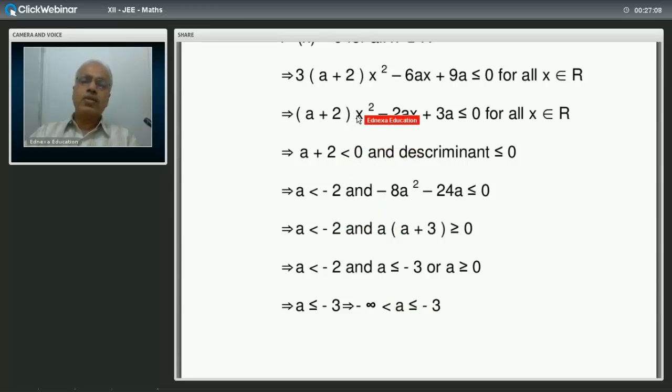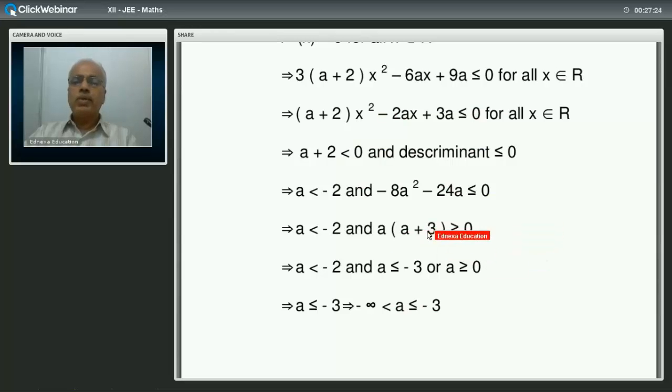This should be less than 0. The coefficient of x square should be less than 0, and therefore you have a less than 1. And the discriminant, b square minus 4ac, this also should be less than 0. So you have a less than minus 2 and a into a plus 3 greater than 0.